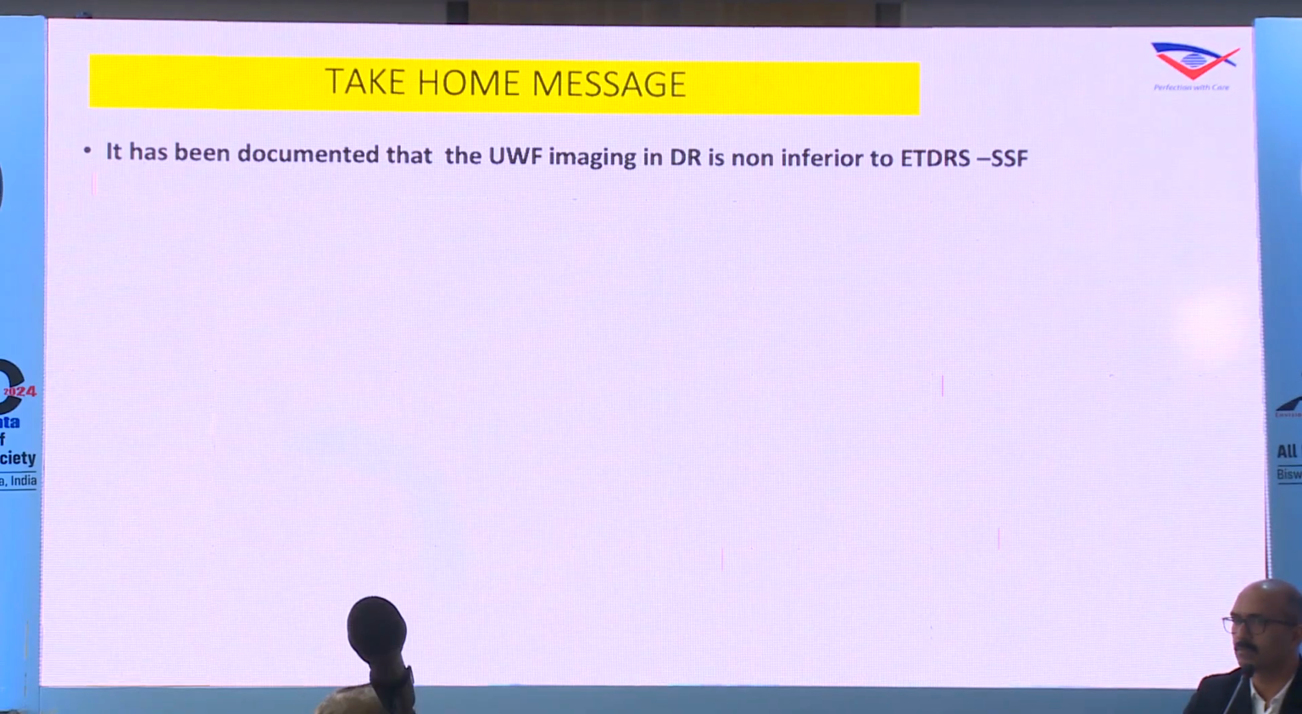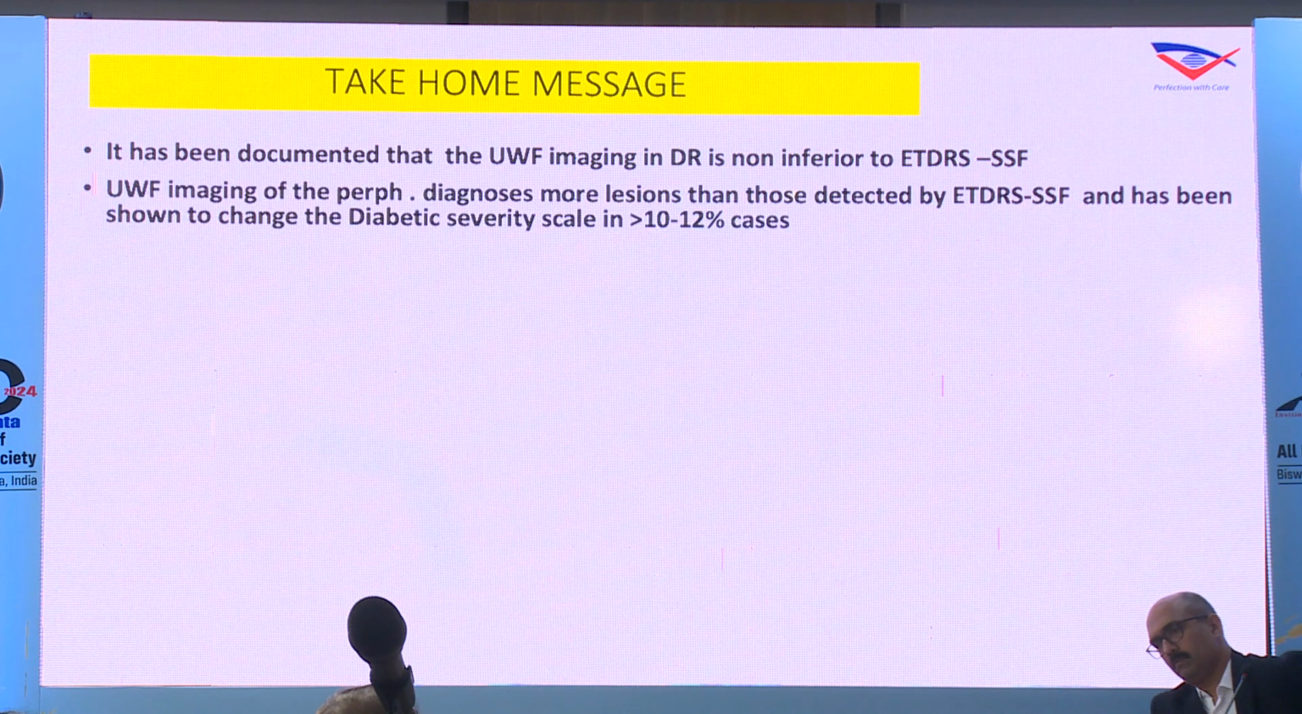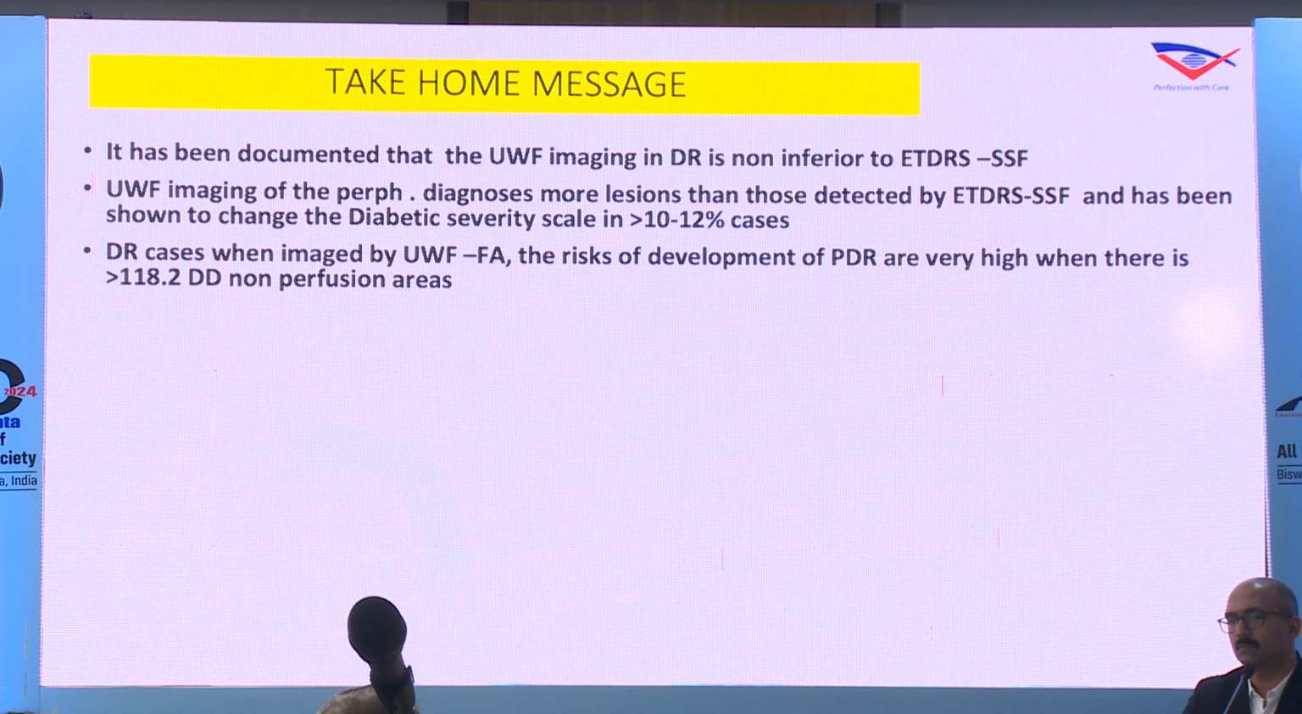So therefore, the take-home messages: it has been documented that ultra-widefield imaging in diabetic retinopathy is non-inferior to the ETDRS 7-standard field charts. Ultra-widefield imaging of the periphery diagnoses more lesions than those detected by the ETDRS screening, and has been shown to change the diabetic severity scale in about 10 to 12% of cases. In diabetic retinopathy cases imaged with ultra-widefield FA, the risk of development of PDR is very high when there is 118.2 disc diameter non-perfusion area.